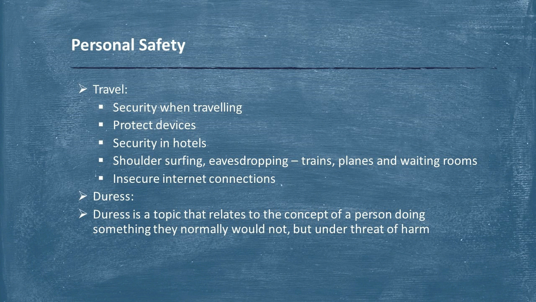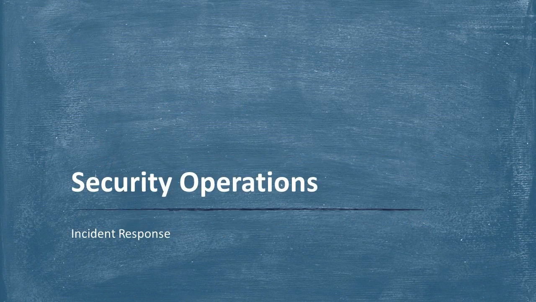Also, hotels may provide an unsafe internet connection. That is why people should carry their own internet connection method. And duress is another topic that relates to the concept of a person doing something different from normal, which they will not normally do, but will do under threat of harm.